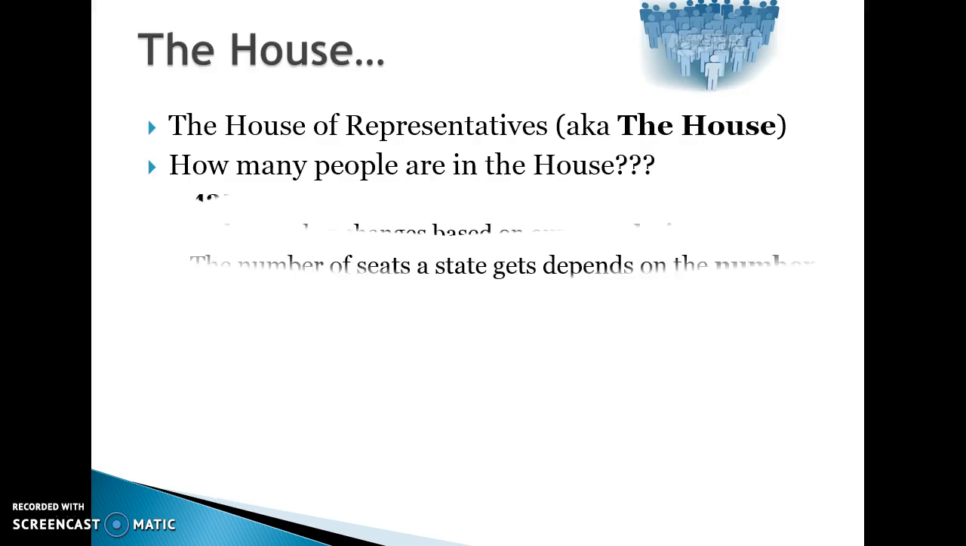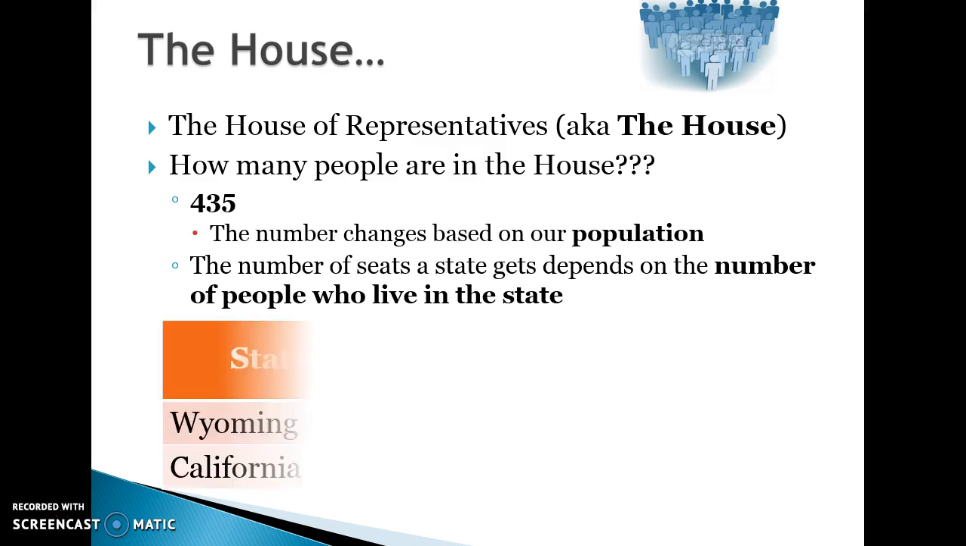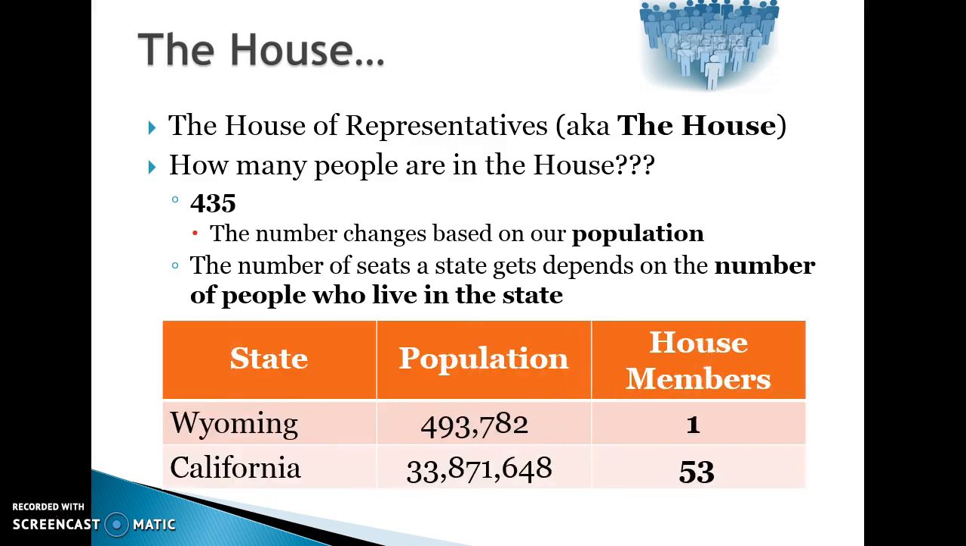Now, there are 435 people in the House of Representatives. You need to know that number. That number is based on our population. It's based on the population of each state. So, Wyoming, which has a very small population, has one member in the House of Representatives. Only one. California, which has a very large population, has 53 members in the House of Representatives. Now, it's important to note that each state must have at least one member in the House.